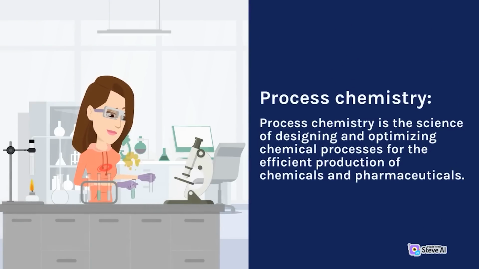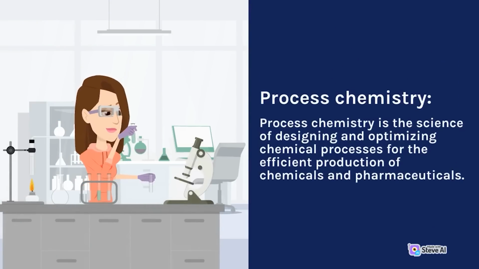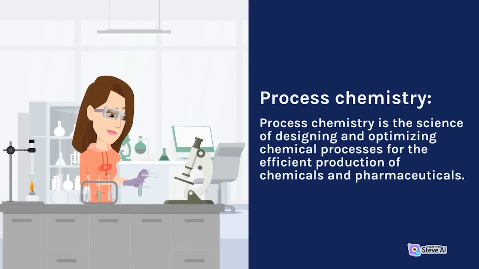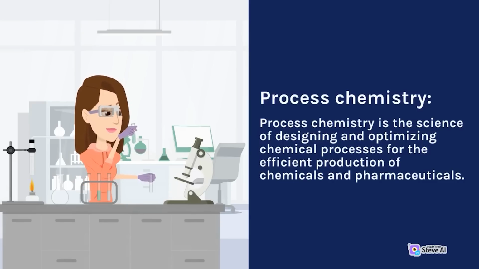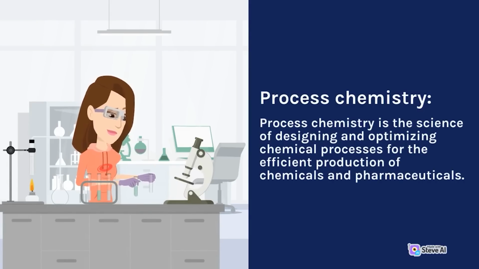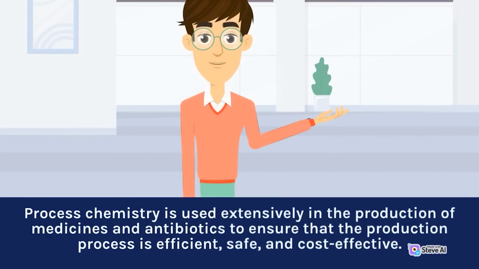Process chemistry. Process chemistry is the science of designing and optimizing chemical processes for the efficient production of chemicals and pharmaceuticals. Process chemistry is used extensively in the production of medicines and antibiotics to ensure that the production process is efficient, safe, and cost-effective.